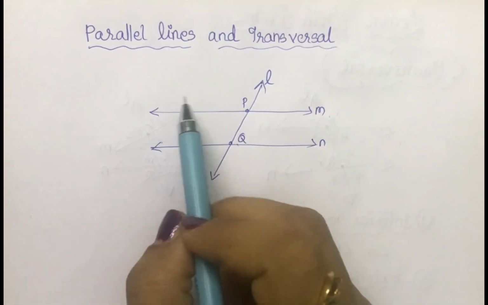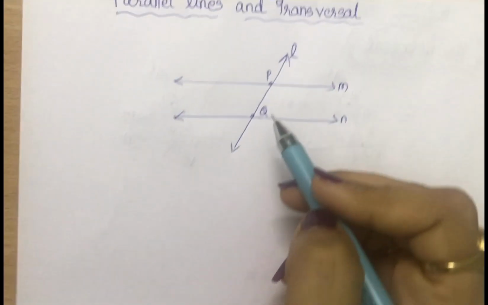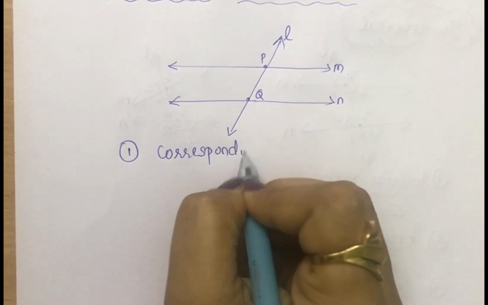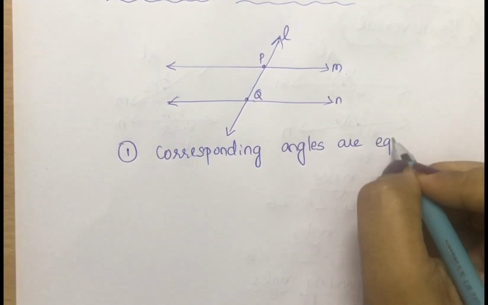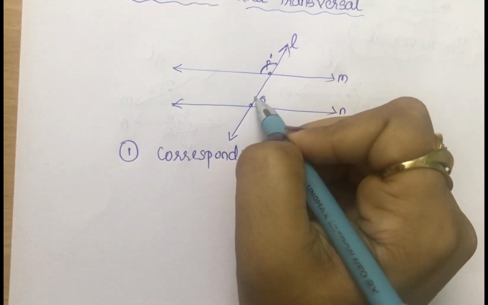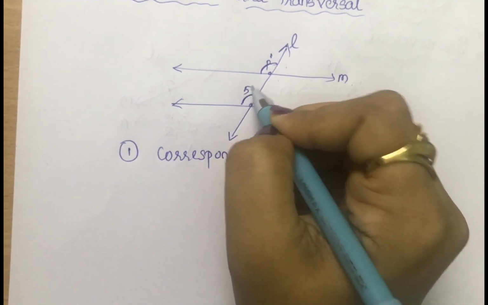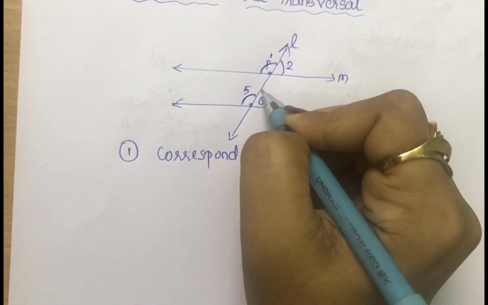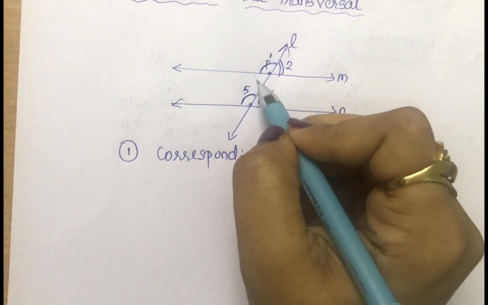So here if the lines are parallel and a transversal intersects them at points P and Q, the first thing is corresponding angles are equal. What are the corresponding angles here? Angle 1 and 5 are equal, and angle 2 and 6 will be equal. And also you know this angle will be equal.